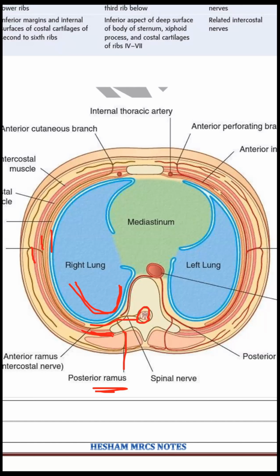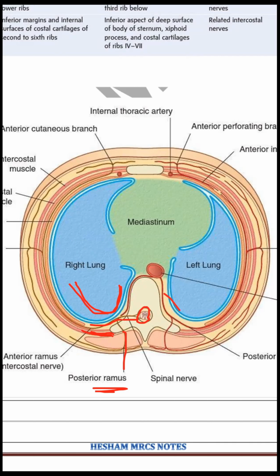Then here, it gives the lateral branch, called the lateral cutaneous branch of the intercostal nerve. Do remember, we have a nerve which is the lateral cutaneous branch of T2. It is called the intercostobrachial nerve, which supplies cutaneous innervation to the floor of the axilla, the armpit. It is the lateral cutaneous branch of T2.